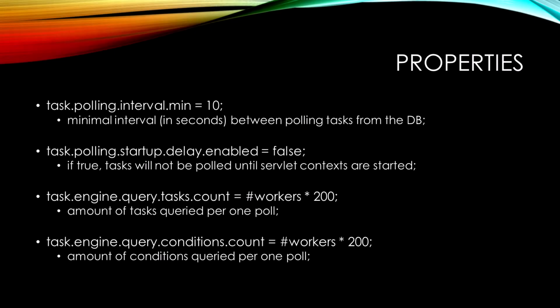Here is the list of properties that can be used to adjust the task framework. The task polling interval is 10 seconds by default. The task polling startup delay is disabled, so tasks are polled during the servlet context startup. And the amount of tasks and conditions queried per poll is the amount of workers multiplied by 200.